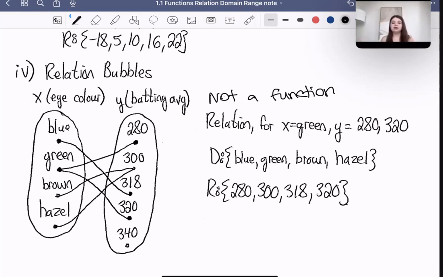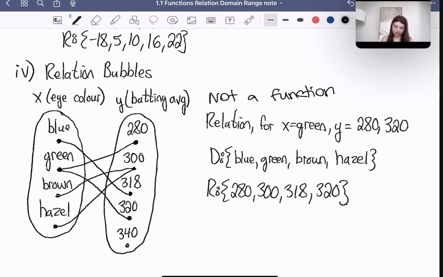Do we really think every person with the same color of eyes is going to have the same batting average? Not a chance. And then the person with brown eyes has 300, and the person with hazel eyes also has 300. Now that's okay. That doesn't make it not a function. The thing that does make this not a function is the fact that there's two different green eyed people who have different batting averages, because not every green eyed person is going to have the same batting average.